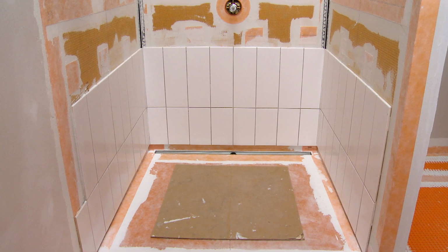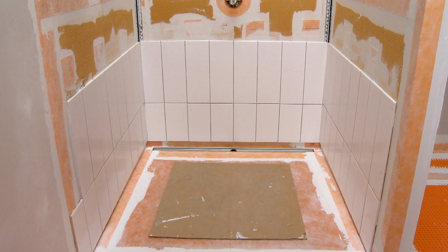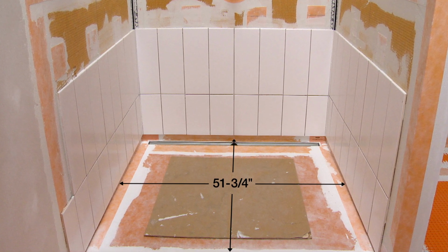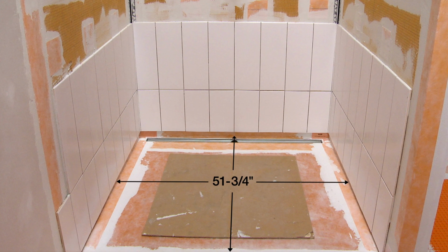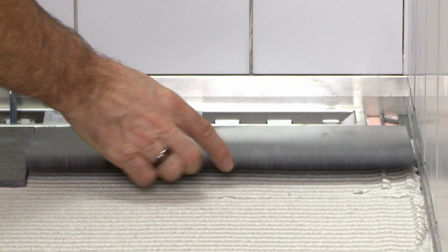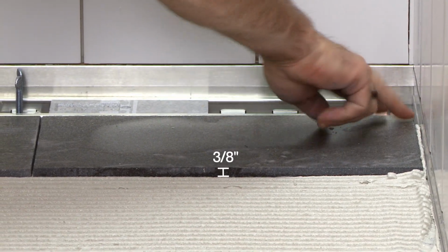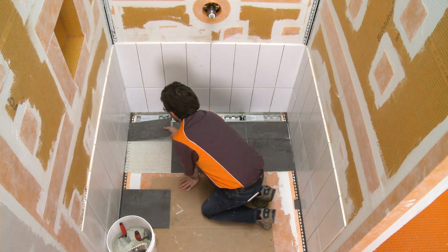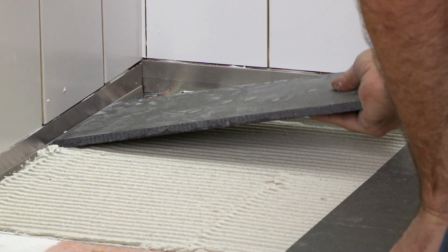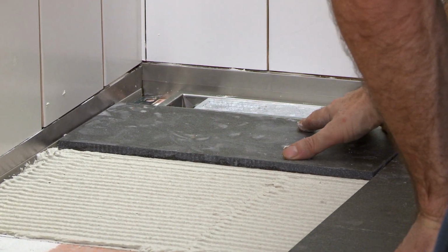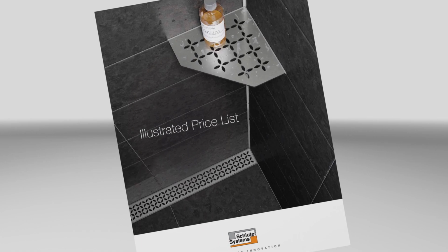In our example, we cut the 55-inch by 55-inch Kerdi-Line shower tray to 51 3/4 inch and are installing the line drain at the back wall. For the shower base, we are using large format tiles that are 3/8 of an inch thick. Typically, with large format tile, a thicker layer of setting material is used. Keep in mind, this will raise the overall height of the tile, so we may need to go up a size with our profile. Now that we have our measurements, we can take a look at the illustrated price list.